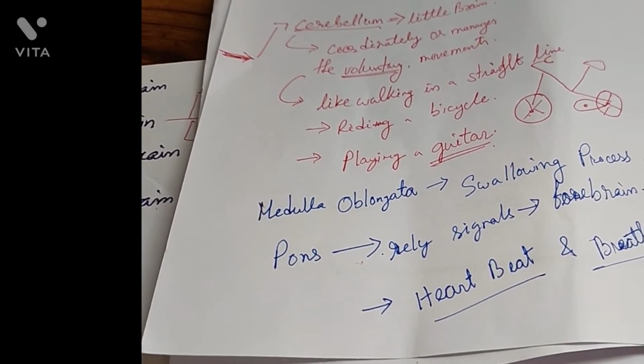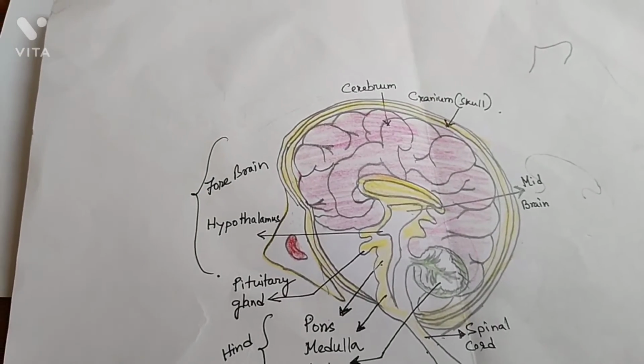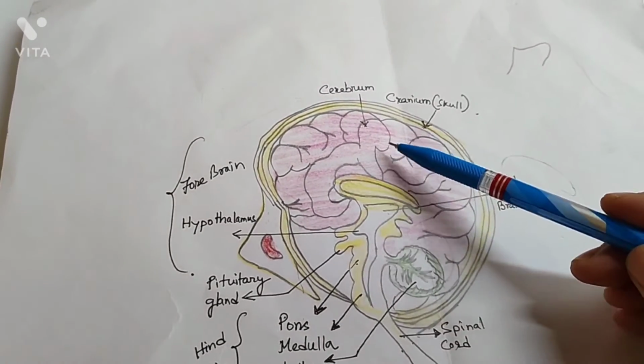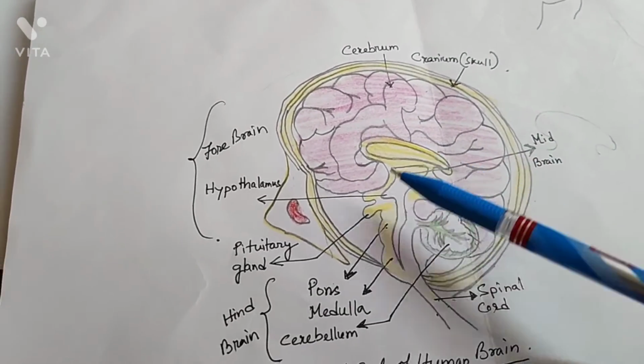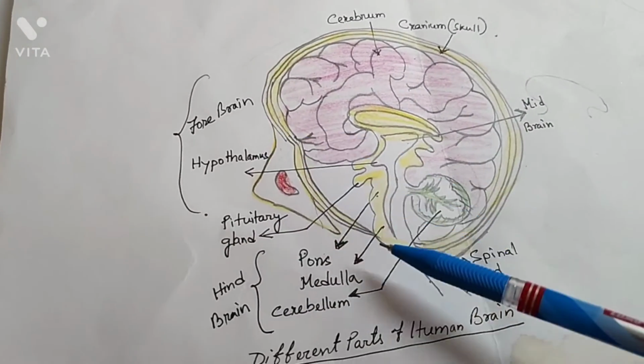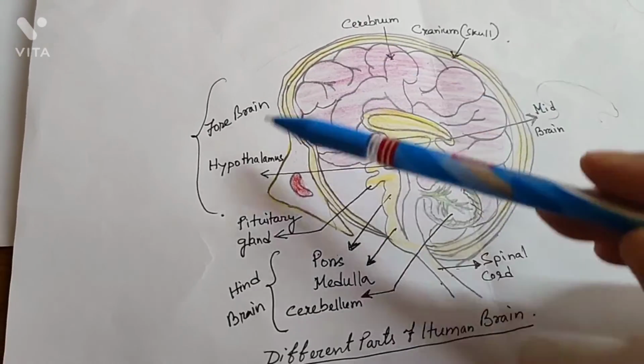So these are the major functions. These are the different parts of the forebrain, the midbrain, and the hindbrain. We have discussed the pituitary and the hypothalamus, then the medulla oblongata and the pons.